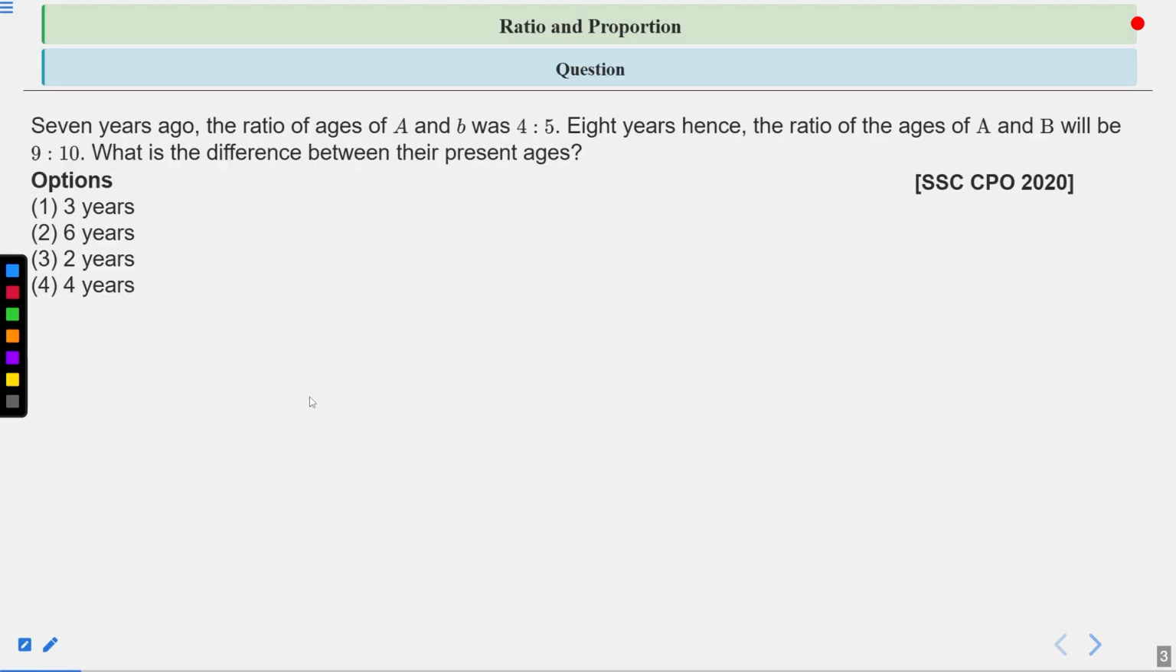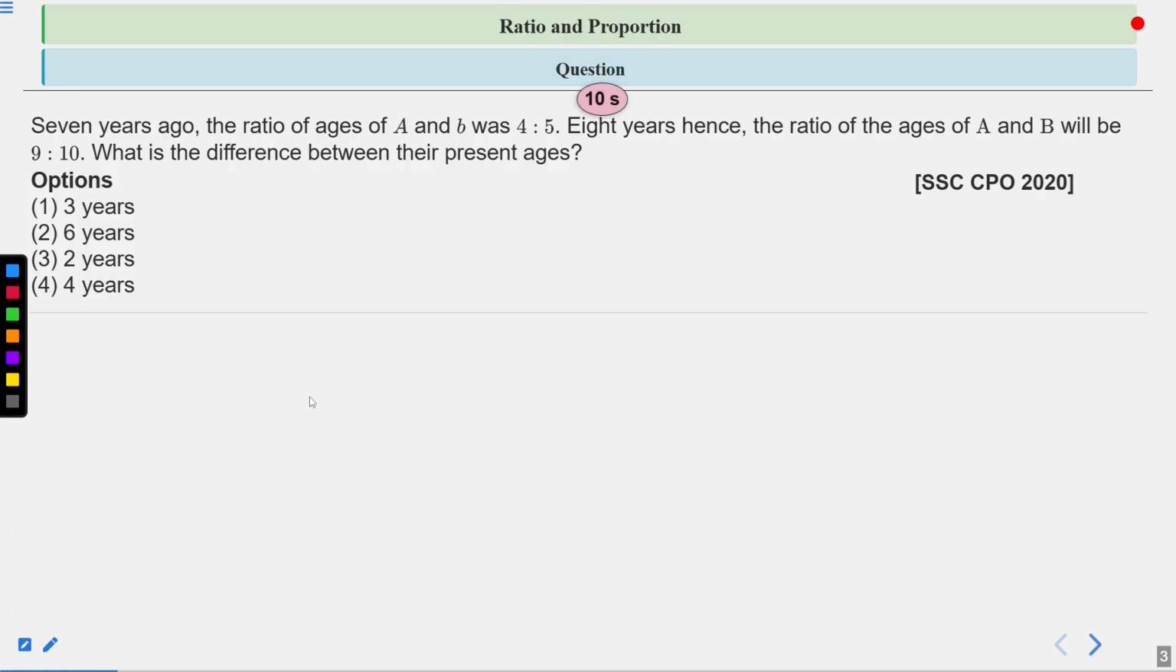Now see the question. Question says that 7 years ago, the ratio of the ages of A and B was 4:5. 8 years hence, the ratio of the ages of A and B will be 9:10. What is the difference between their present age? This question was asked in the SSC CPO exam 2020. There are four options: first is 3, second is 6, third is 2, and fourth is 4 years.